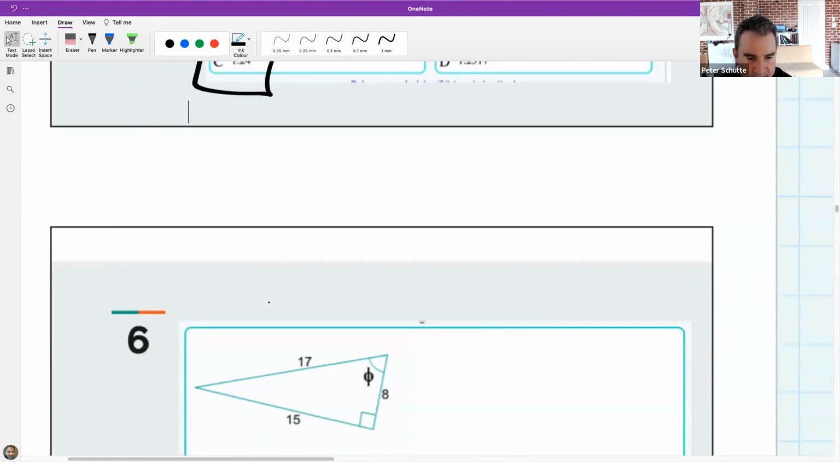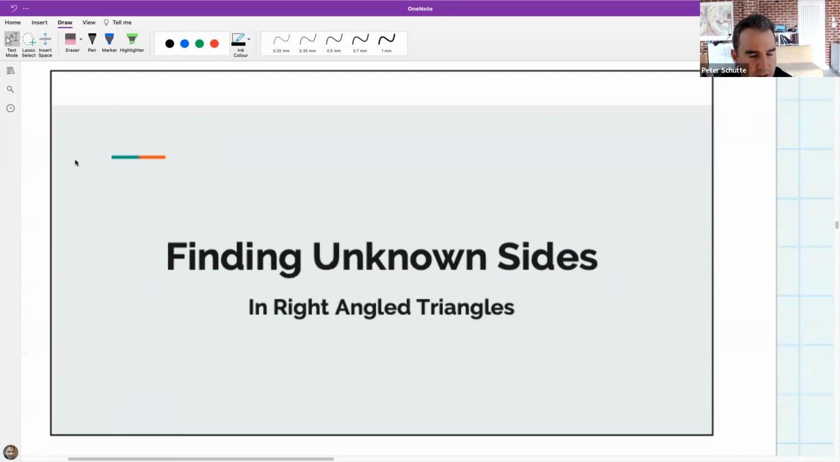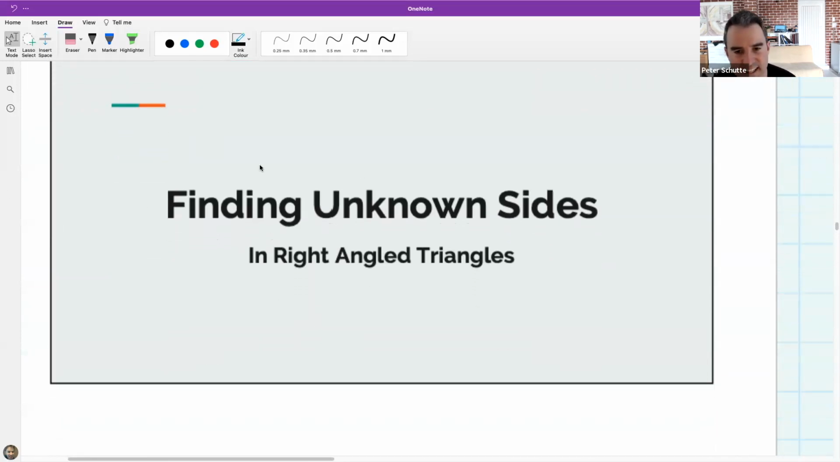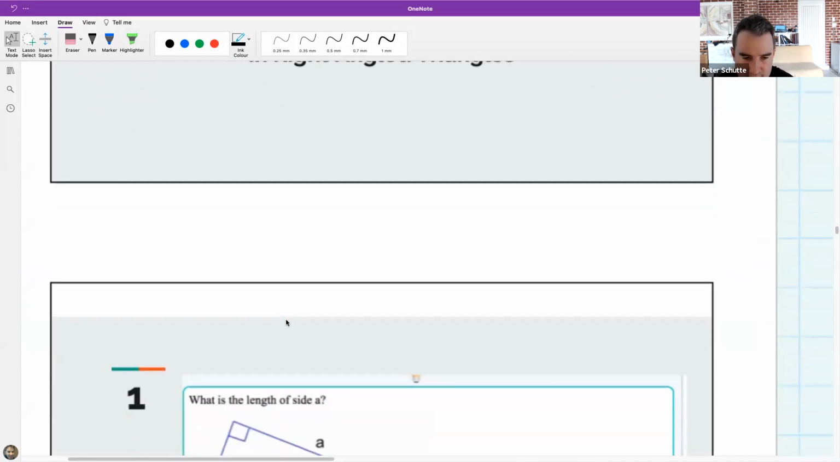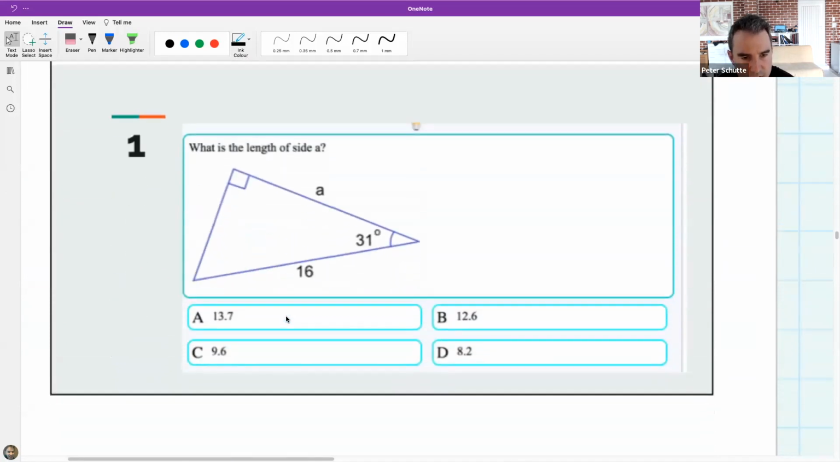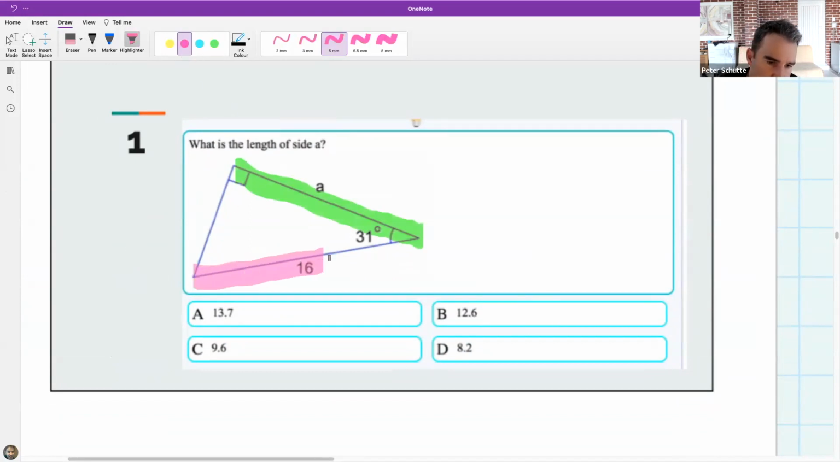Okay, cool. Let us move on now to a different type of question. The point with this type of question is going to be finding unknown sides in right angle triangles. So we're going to use these trig ratios to find unknown sides. So in this question over here, the unknown side is going to be this A over here. And the side that we know for sure is this over here. The angle that we know is 31.